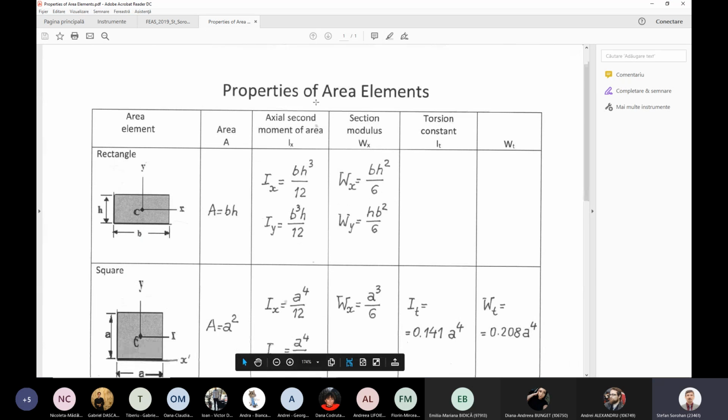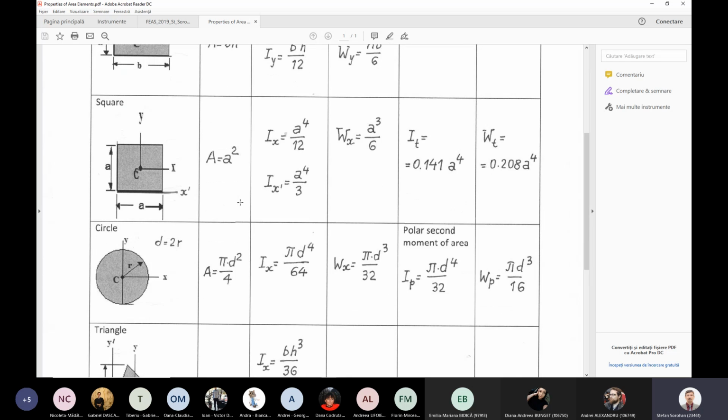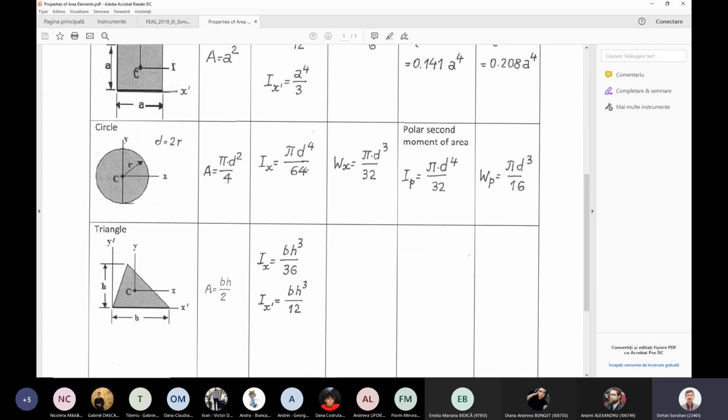Please remember, this is the first picture from strength of materials. If you have a rectangular cross section with base B and height H, the second moment of area according to these centroidal or principal axes is BH to the power 3 divided by 12, and this is the area. I suppose that there is no problem for a circle.